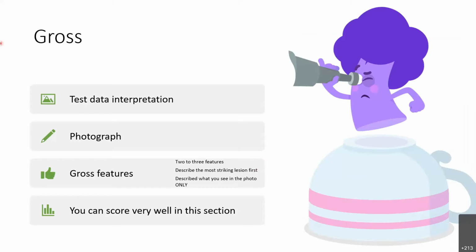The next one is the gross part. As I mentioned, we test data interpretation. Usually they will give you a photograph. The reason we give a photograph is that we have two centers, here in Kumangkurian and another center in KLE.